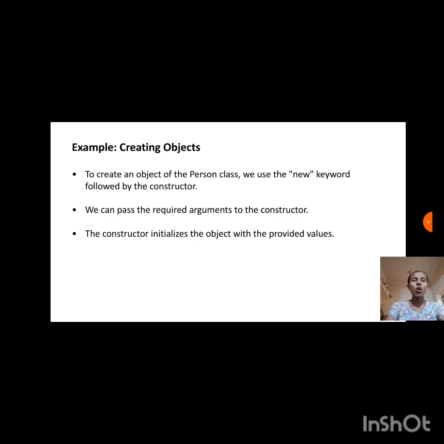Example: creating object. To create an object of the Person class, we use the new keyword followed by the constructor. We can pass the required arguments to the constructor. The constructor initializes the object with the provided values.